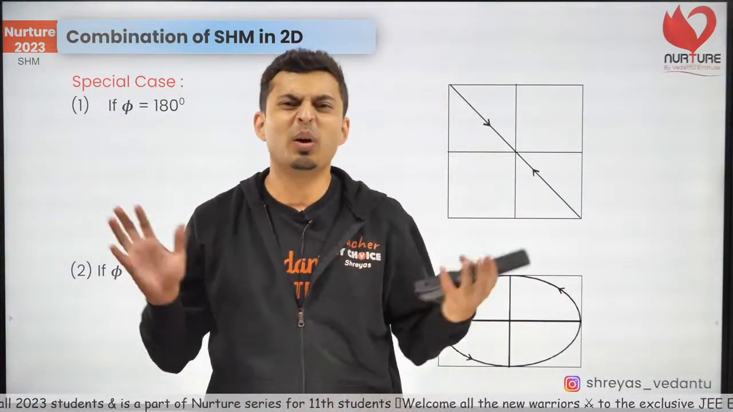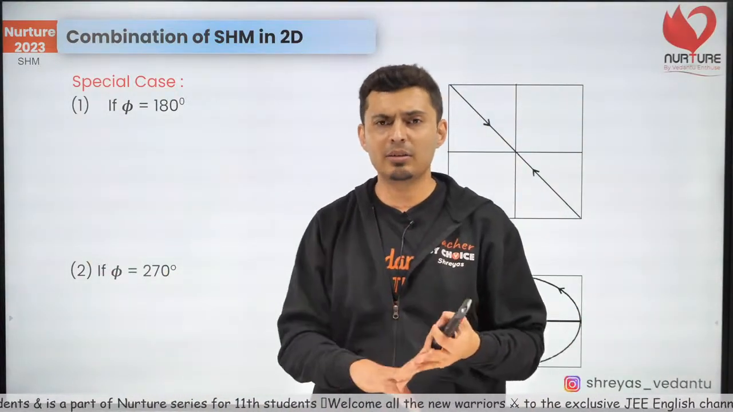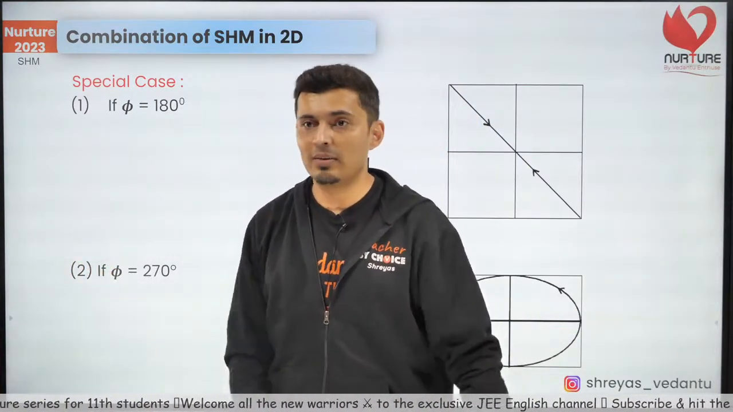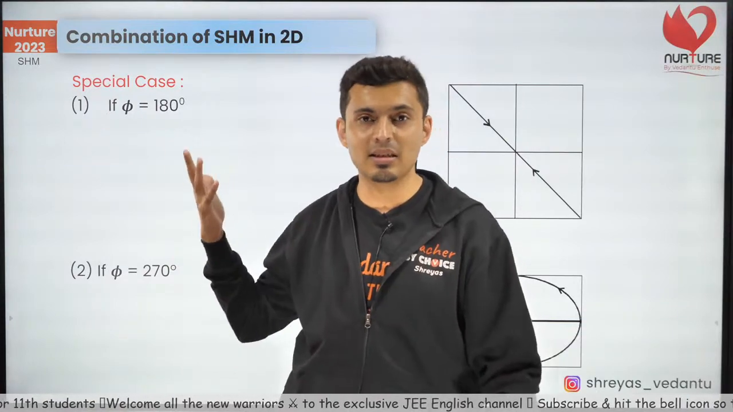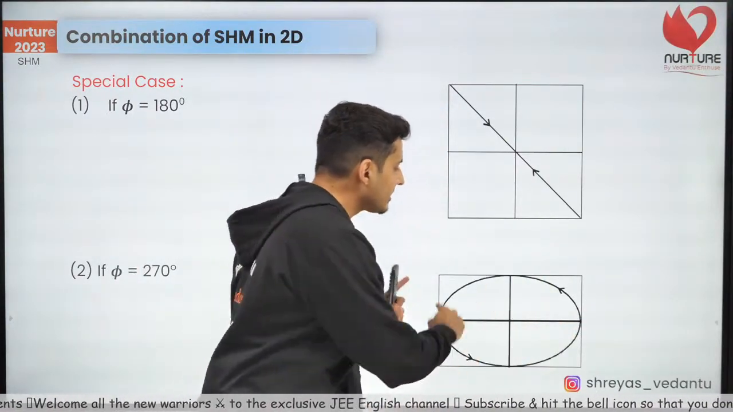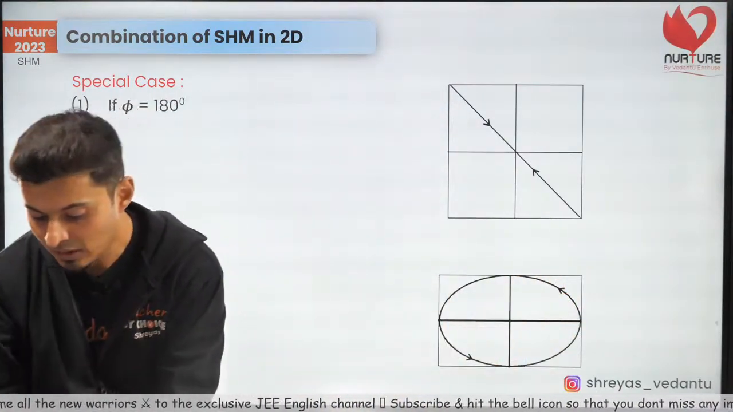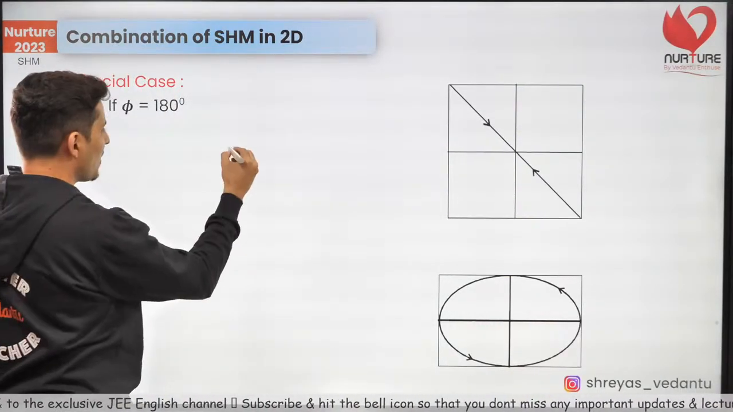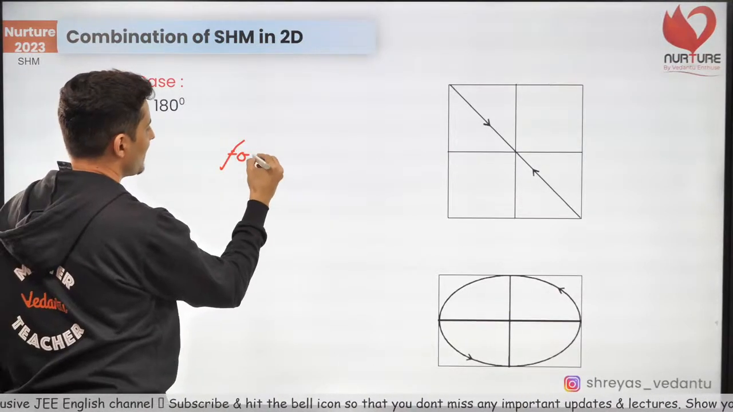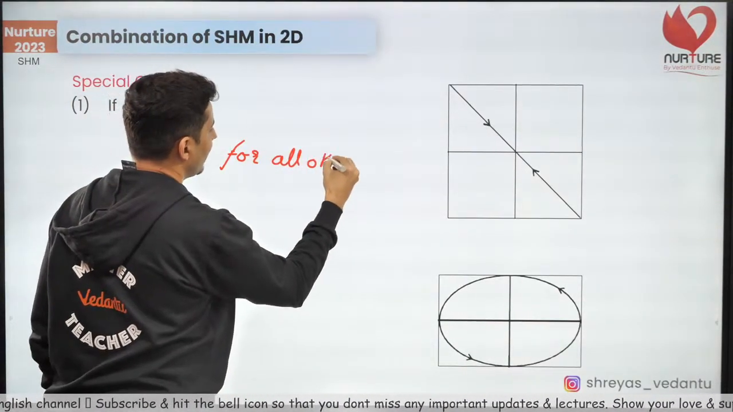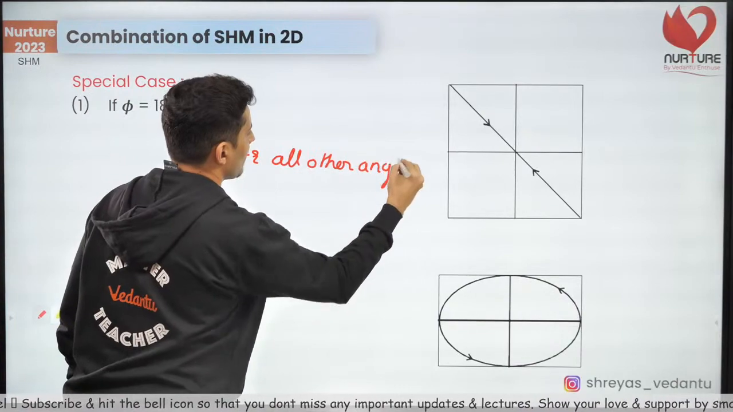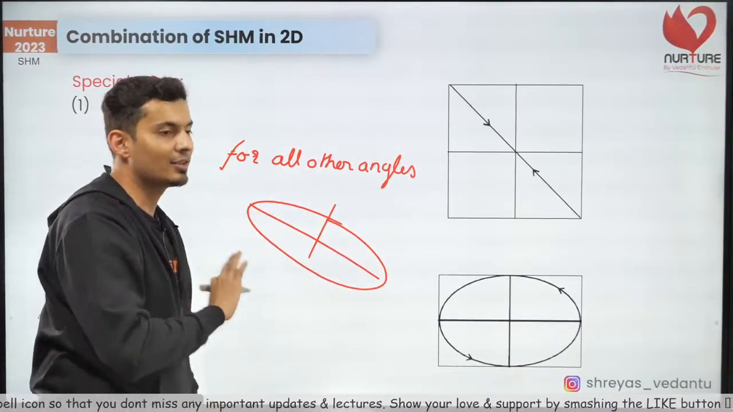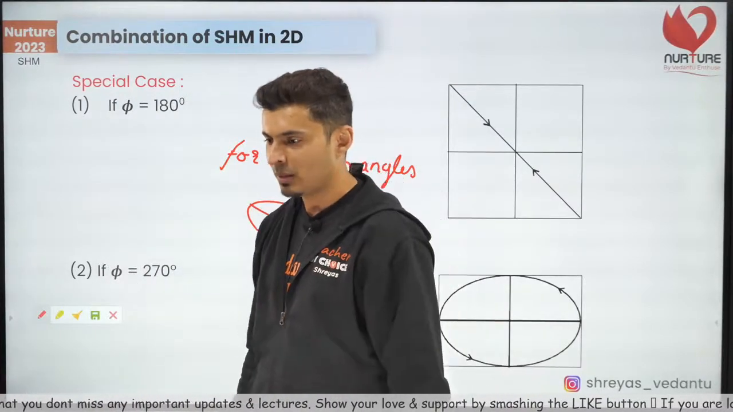The last question is, what if it is not 270, not 90, not 180, not 0? What if it is some 43 degrees? What if it is some 126 degrees? Then the answer is, it is still an ellipse, but it is not a horizontal ellipse, it is a rotated ellipse. So for all other angles, it is basically a rotated ellipse. That's all the differences.